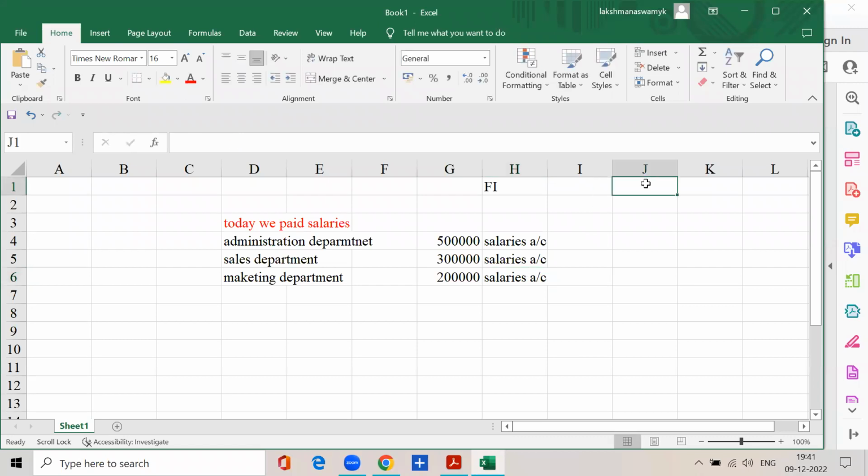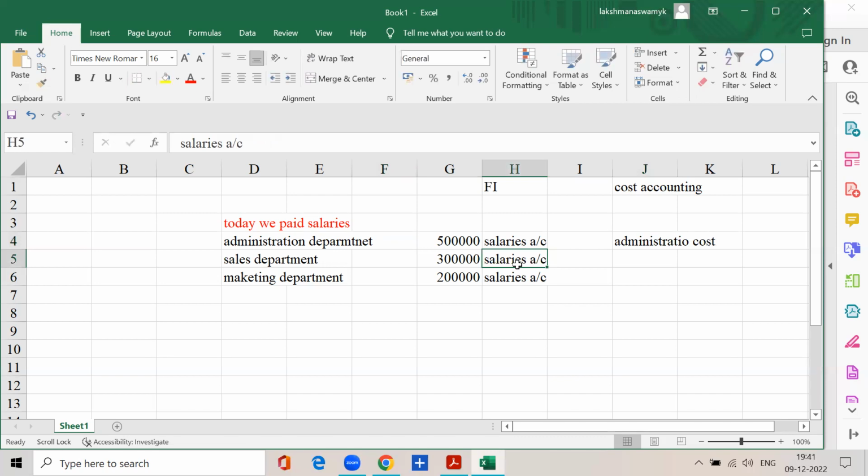Now, when it comes to cost accounting, always we consider the purpose of expenditure. Please remember, in the cost accounting, always we consider the purpose of expenditure. Means we have paid salaries of 5 lakhs to the administration department. Now, the nature of expenditure is salaries. So in the financial accounting, salaries account is debited. But in cost accounting, we have to consider the purpose of this expenditure. So what is the purpose of the salaries? Administration. So the salaries of 5 lakhs is taken as part of administration cost.